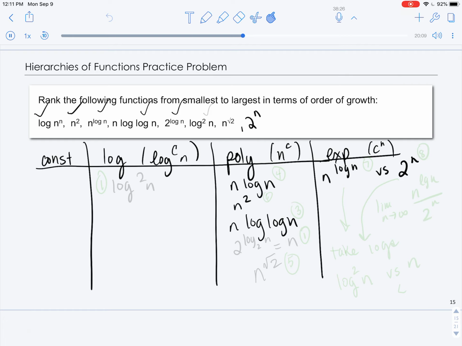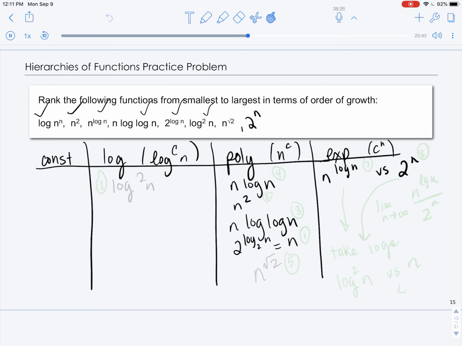Then 2 to the log n. It's tempting to put that in exponential, but then we have to remember that the logarithmic functions and exponential functions are inverses, especially when we consider that computer scientists often leave off the log base 2, and when we're dealing with asymptotic notation, the log really doesn't matter, it just differs by a constant. So we are going to remember that 2 to the log base 2 of n is equal to n, and put that in poly.